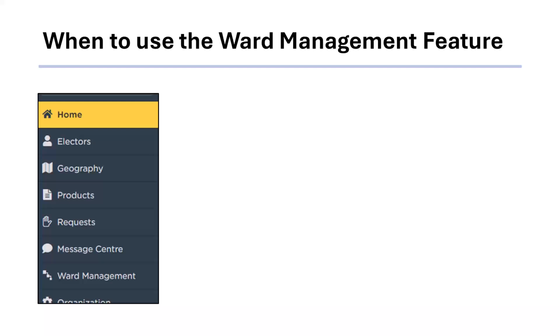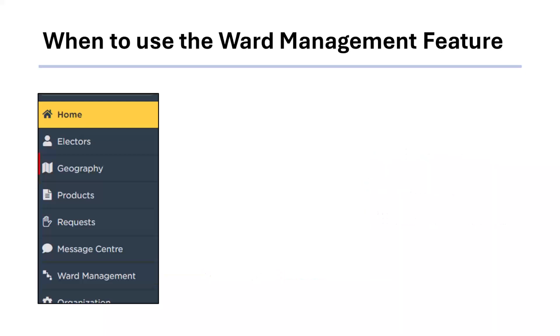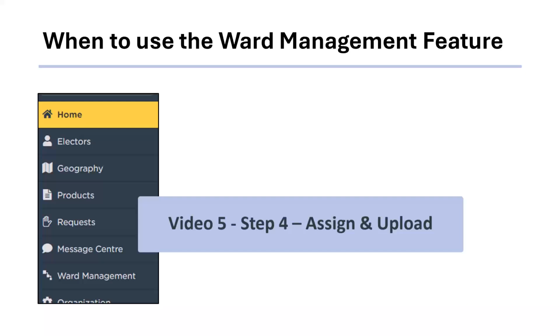How will you know if you need to use the Ward Management feature? You will use it to submit bulk updates for ward and poll information during ward boundary reviews. You can make changes to current and future ward boundaries. You can bulk assign properties to wards and polls, and you can also view key metrics for your jurisdiction, municipality, or TUMO. If only a few updates are needed, members can flag them using the Geography tab. These steps will be demonstrated in Video 5, Step 4, Assign and Upload.